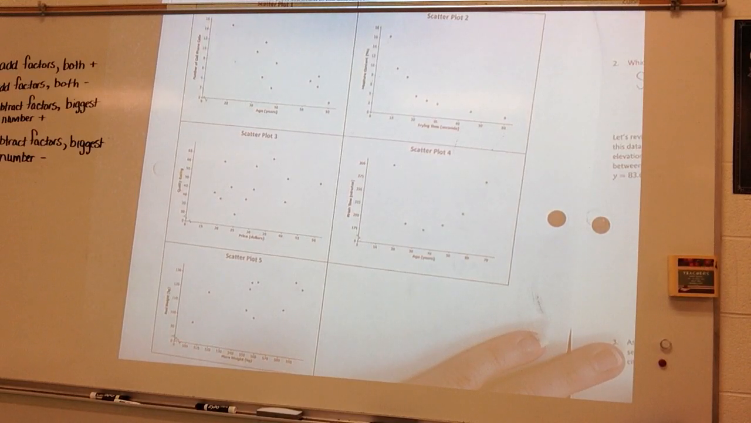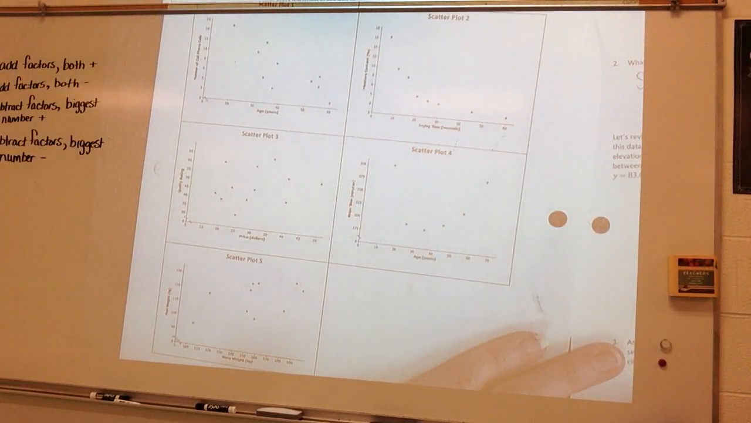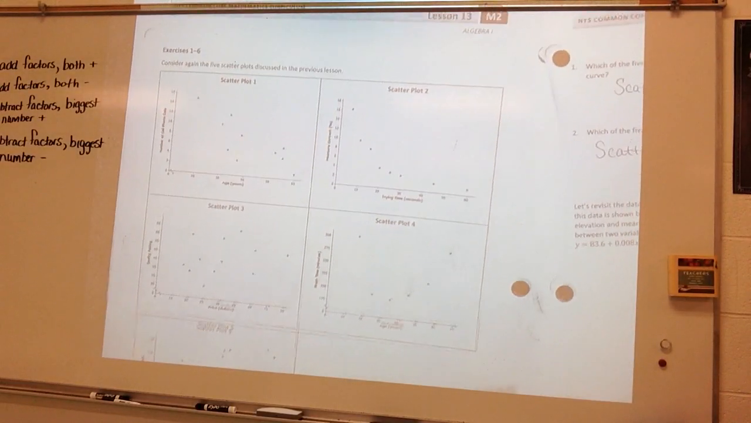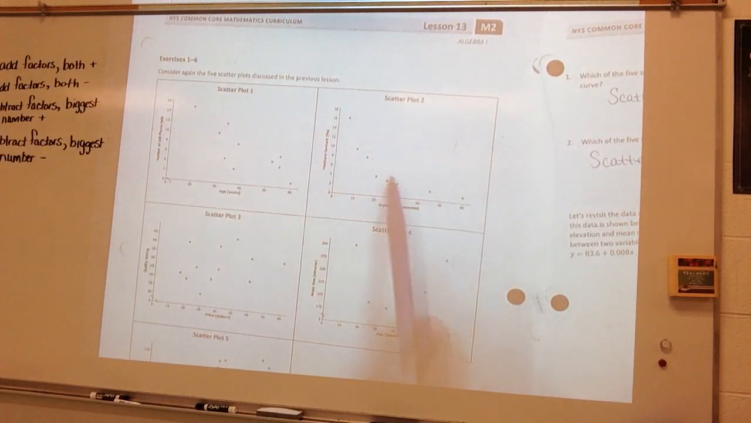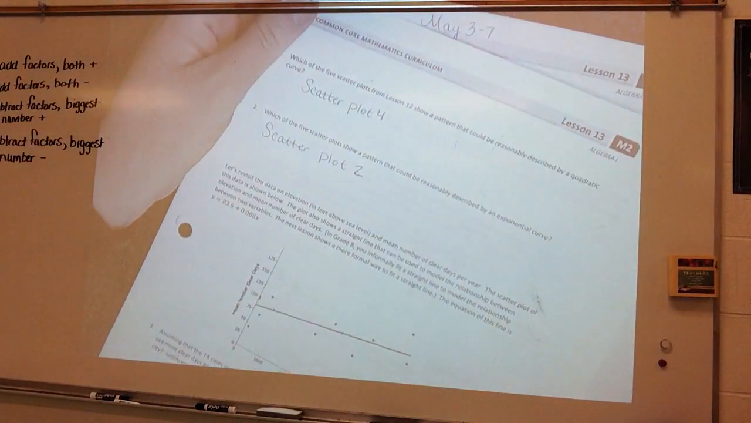Which of the 5 scatter plots show a pattern that could reasonably be described by an exponential curve? Well, going back over these, the only one that looks like half of the shape of a U would be scatter plot 2. All right, so go ahead and fill those in for number 1 and number 2.